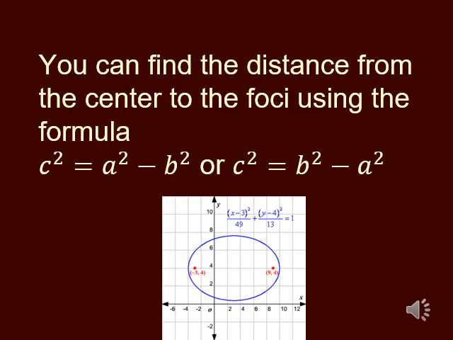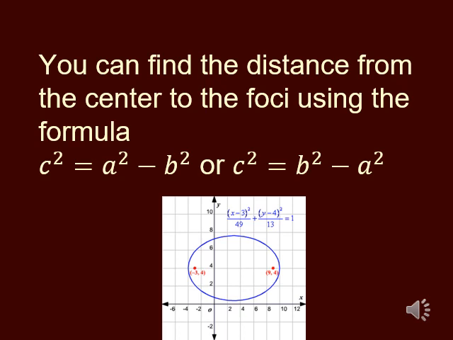The one other thing that can be useful when you're working with ellipses is this little formula. It says you can find the distance from the center to the foci using this formula. The first part says c squared equals a squared minus b squared. The other one says c squared equals b squared minus a squared. It's kind of like the Pythagorean theorem, but with a minus in it instead of a plus.